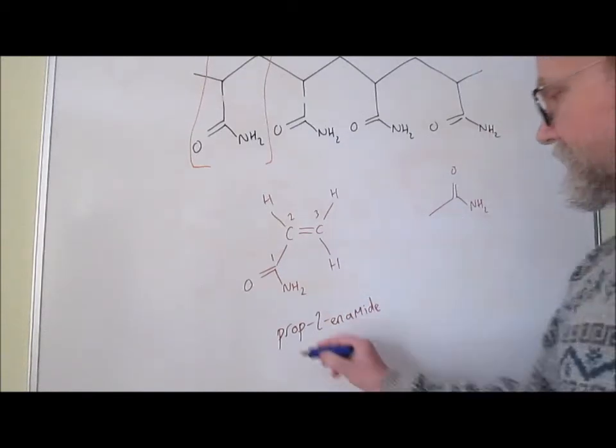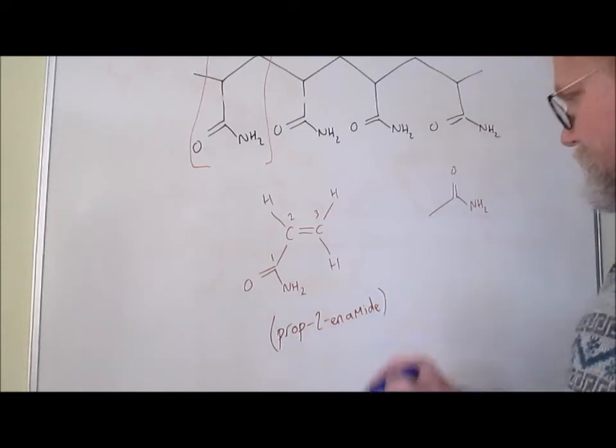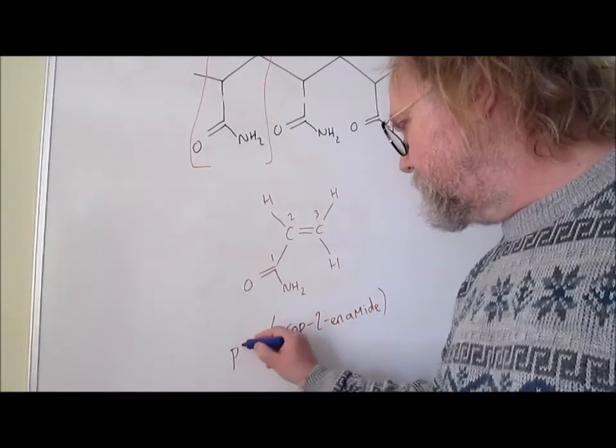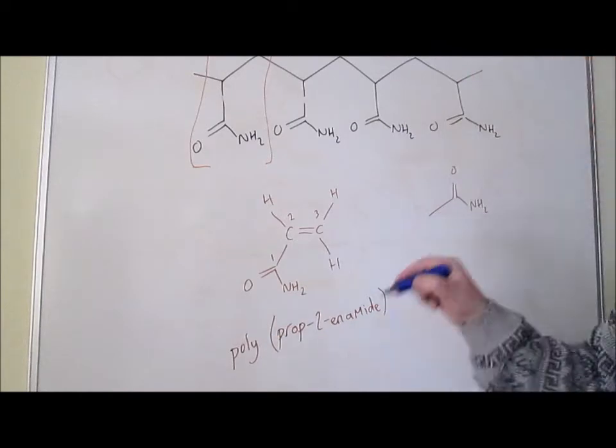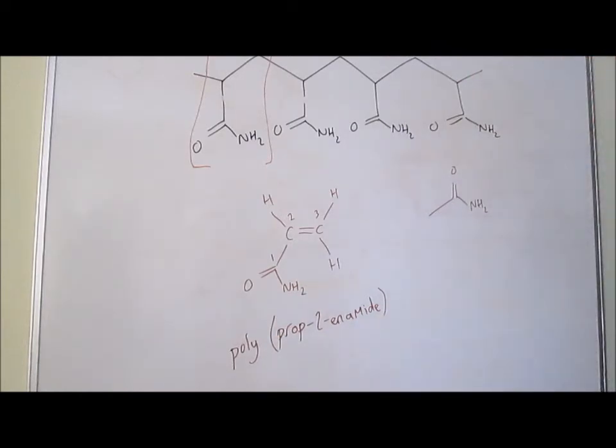And therefore the polymer, as always with addition polymers, you just put a bracket round that and stick poly in front of it, so it's poly(prop-2-enamide).